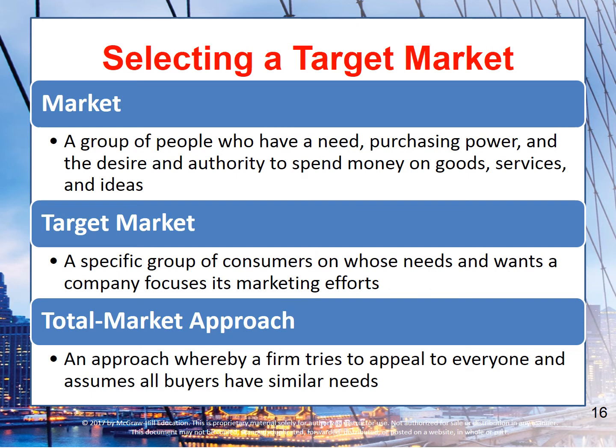The other type of market that you can look at is what some firms are doing, using what is called a total market approach, in which they try to appeal to everyone and assume that all buyers have similar needs and wants. Sellers of products such as salt, sugar, corn, and agricultural products use this total market approach because everybody wants salt to put on their food. So that is a total market approach.